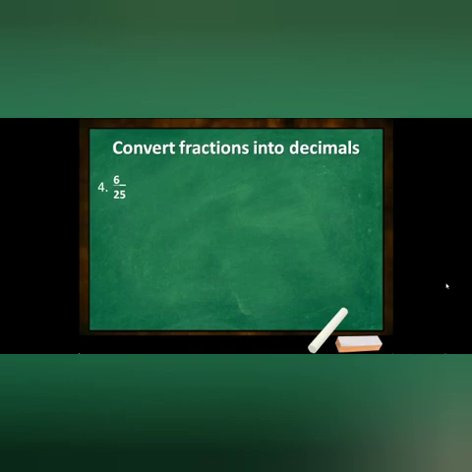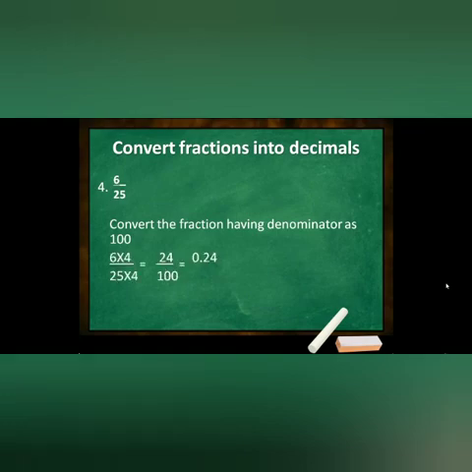Now 6 upon 25. You will convert it and bring the denominator to 100. So 6 upon 25 will be multiplied by 4. That is 25 4s are 100. So 6 4s are 24, 25 4s are 100. Now how many zeros are there? 2 zeros. So you will count from the right side, that is 4 and 2, and then you will put the point, that is 0.24. Therefore 6 upon 25 is equal to 0.24.